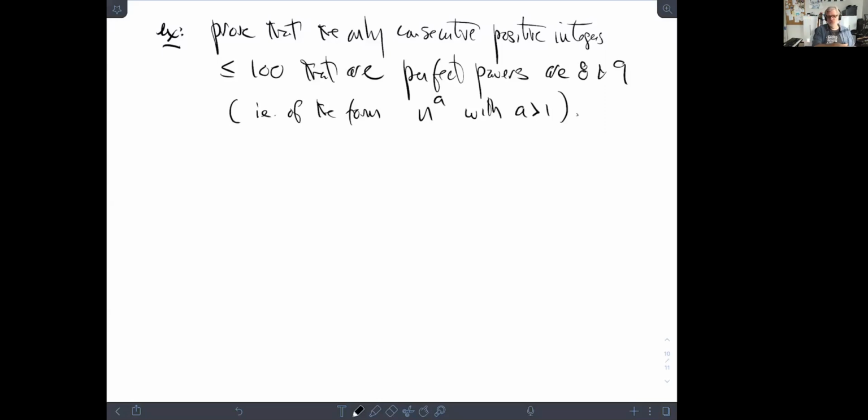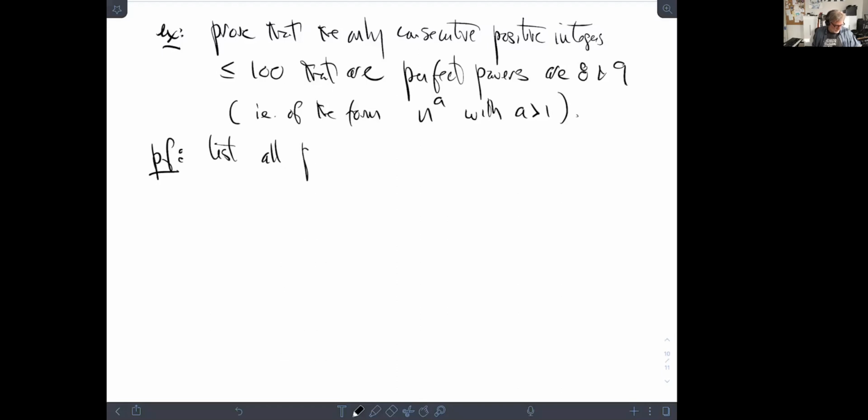So there's the proof, and there's the way to get it, which there are two ways. You can just list them all and check, and it's long, it's painful. But there's a quicker way to do it, which is as follows. So here I'm just jumping to the fastest way. List all perfect powers less or equal to 100 first. This will save you a lot of time.